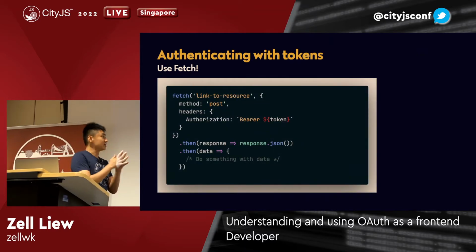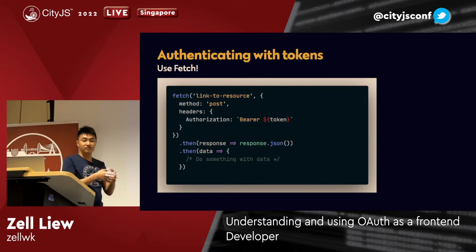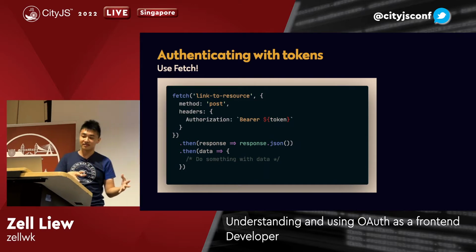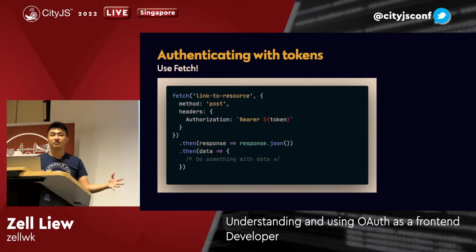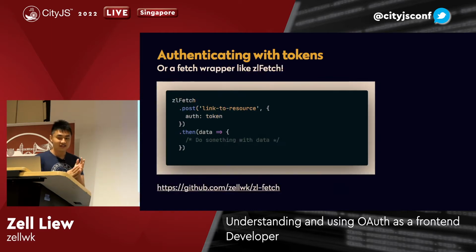So how do you use tokens? The simple way is to use a bearer token. To do that, you can use plain old fetch, the normal fetch, and you use an authorization header with bearer. That's boilerplate code that you have to write every single time you write token-based or bearer-based authentication. So what I like to do is reduce this boilerplate code. I came up with my own wrapper library similar to Axios. I call it ZLFetch for short.